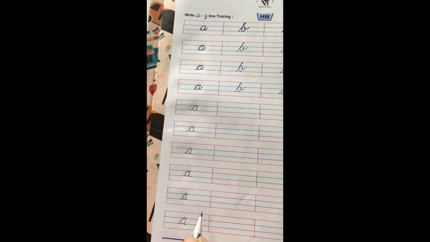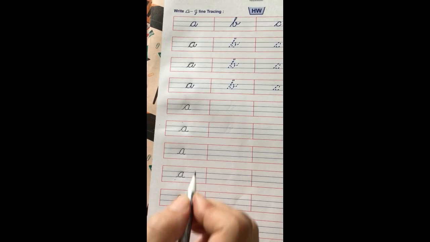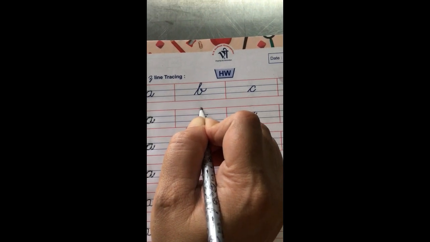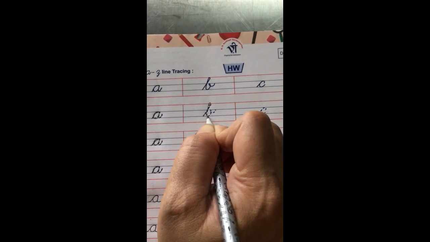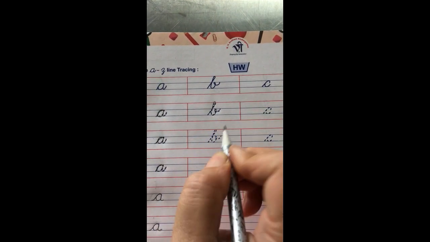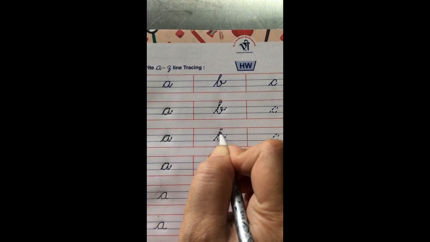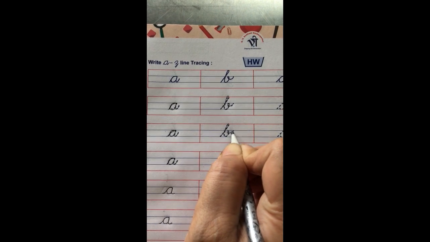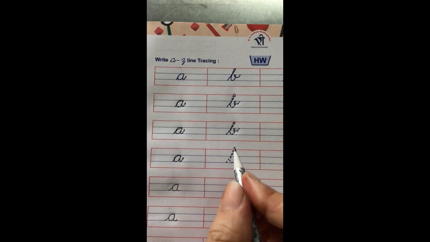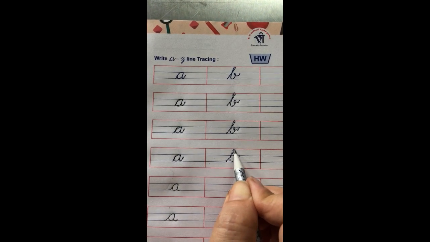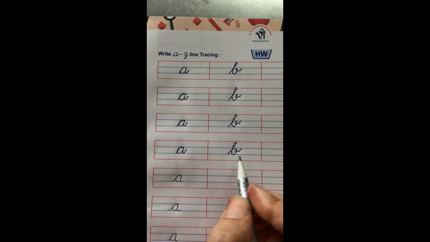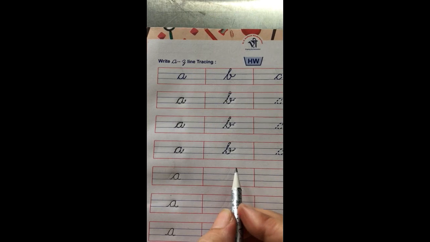Okay, now we will go to B, cursive B. First we will trace B. Up, down, up and turn. First we will trace on the dotted line for good handwriting. Now we will write in the plain box. Now you know how to write B.